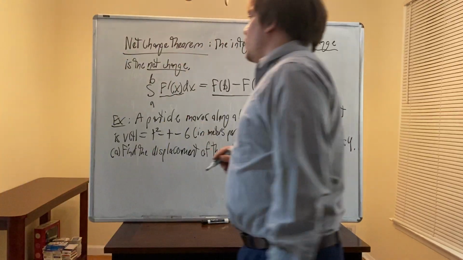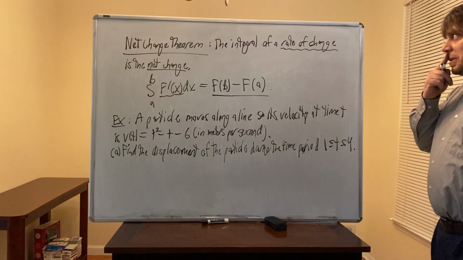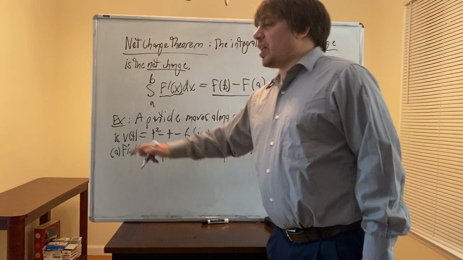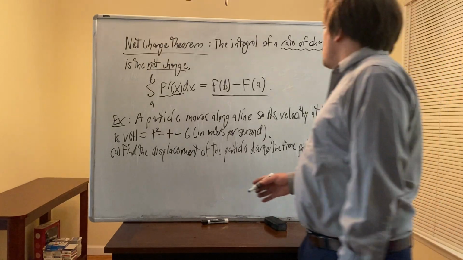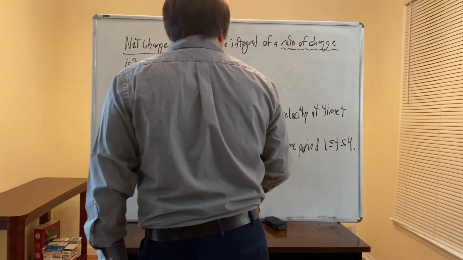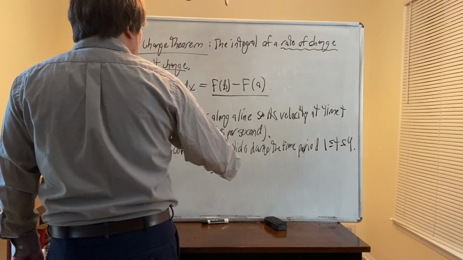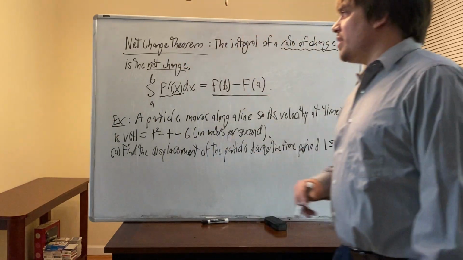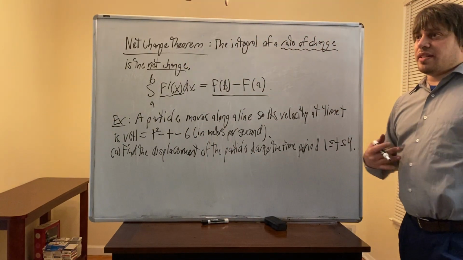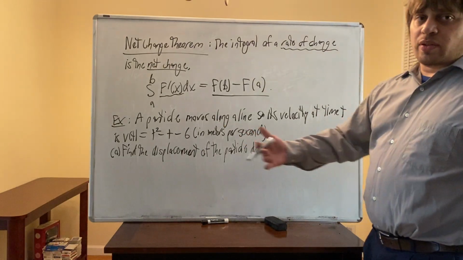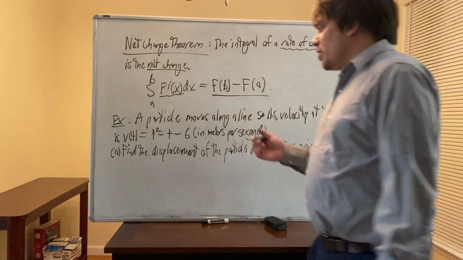Okay, so let's use the net change theorem for this. The integral of a rate of change is the net change. So the rate of change here is the velocity, right? Velocity is a rate of change, meters per second. So the displacement of the particle is like the net change of distance. Displacement is like the net change in location, so where you end up minus where you started. So let me just write that quickly.